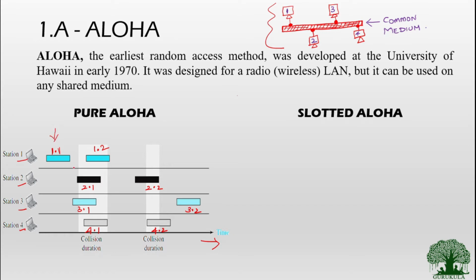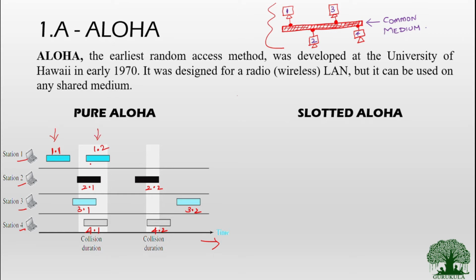Now when you clearly observe this particular scenario, what is happening? Only station 1 is transmitting the frame. And it is important to note that when station 1 is transmitting, no other station has started its transmission, so there will not be any collision for frame number 1.1. And you can observe the second scenario over here.